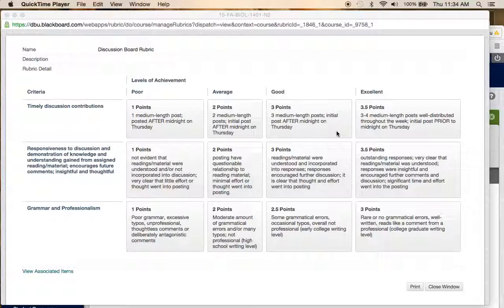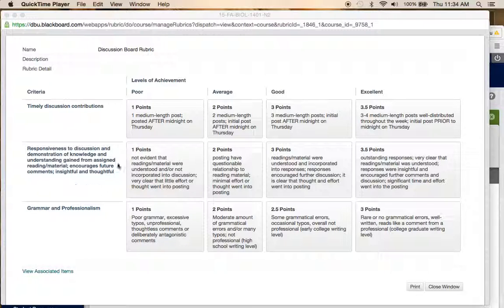The next level down at good for 3 points is 3 medium-length posts, and your initial post is after midnight. So you lose a half a point if you don't get that first post up before midnight on Thursday. Average would be 2 medium-length posts, with the initial post being after midnight on Thursday, and then poor is just 1 post and it's after midnight on Thursday.